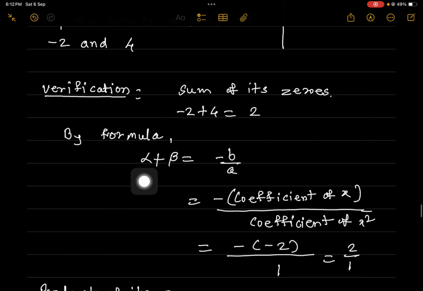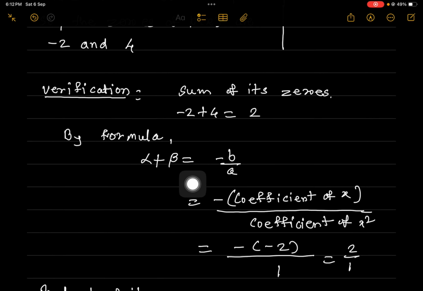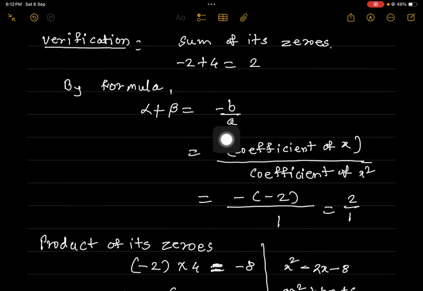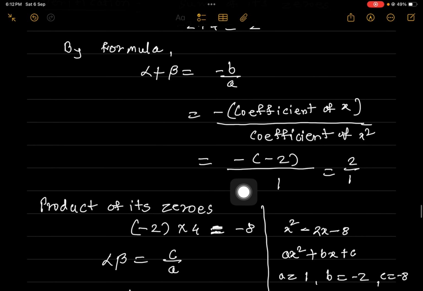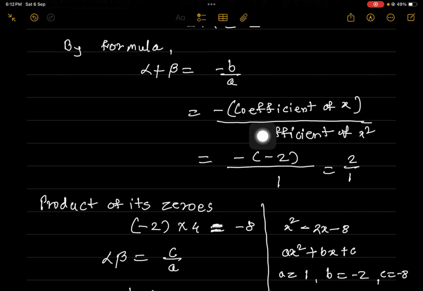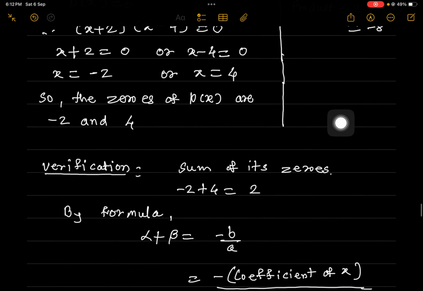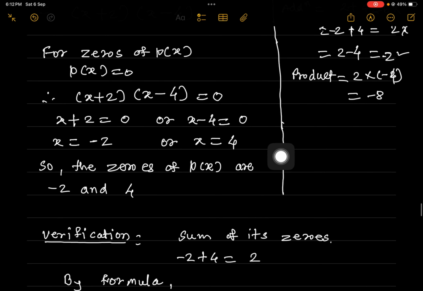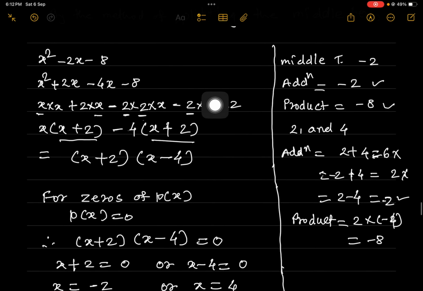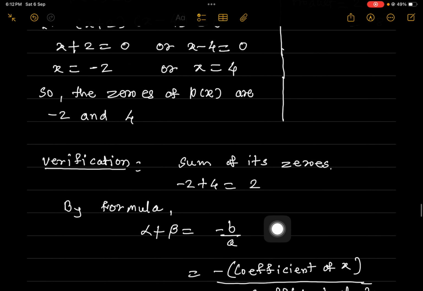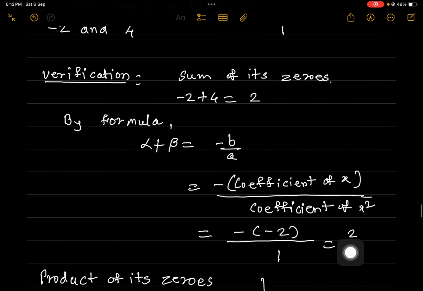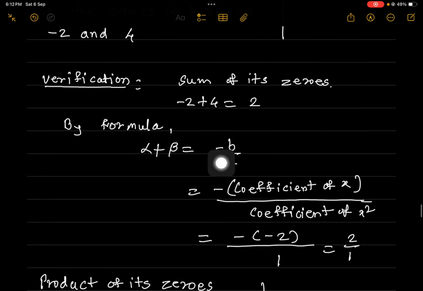Then by the formula, alpha plus beta equals minus b upon a. This formula we already studied in the introduction. You have to see the introduction, don't miss it, then you will understand this. Minus b means minus the coefficient of x. So what is the coefficient of x in this polynomial? The coefficient of x is minus 2, and the coefficient of x square is 1. So the minus sign stays as it is in the formula, minus b upon a.